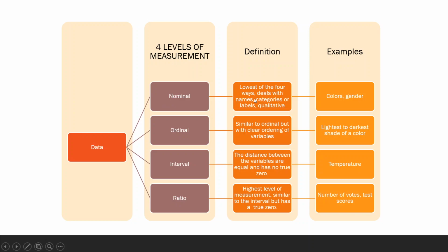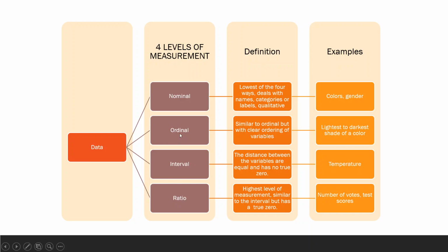Nominal is the lowest of the four ways on how to measure data, and it deals with names, categories, or labels. So we can say that nominal data is qualitative. So for example, we have the colors and gender.